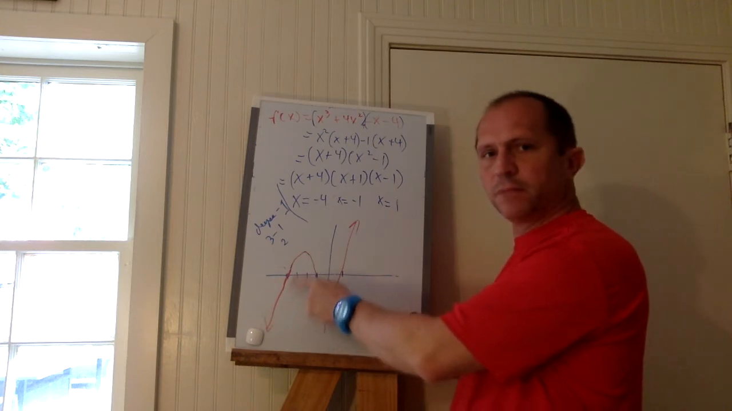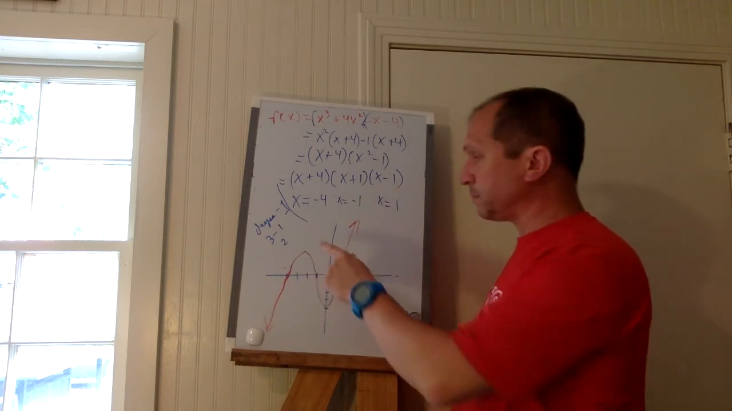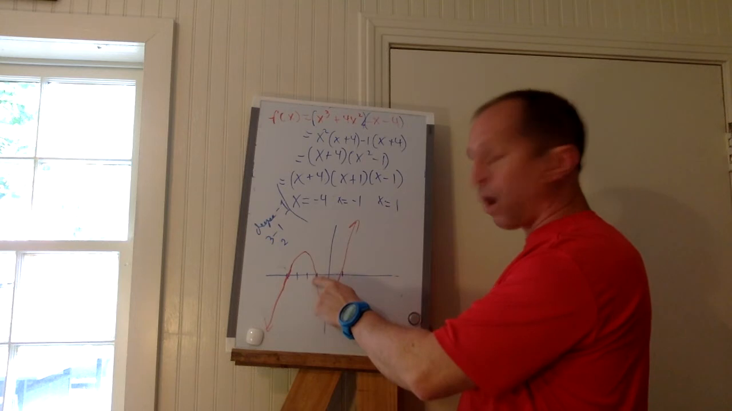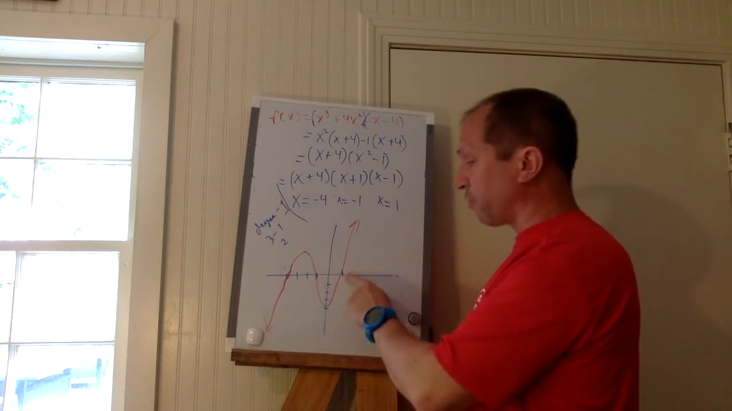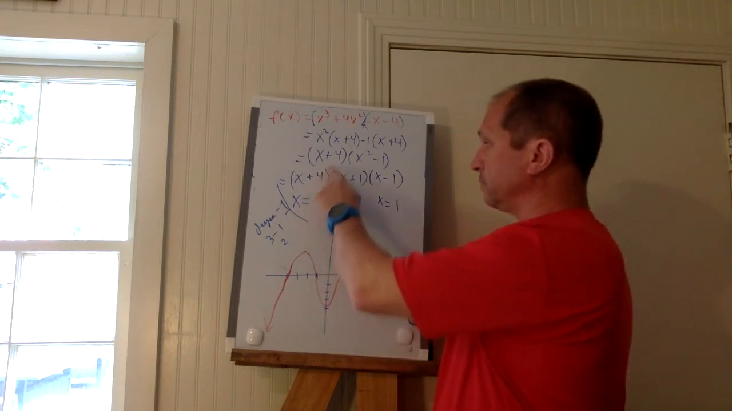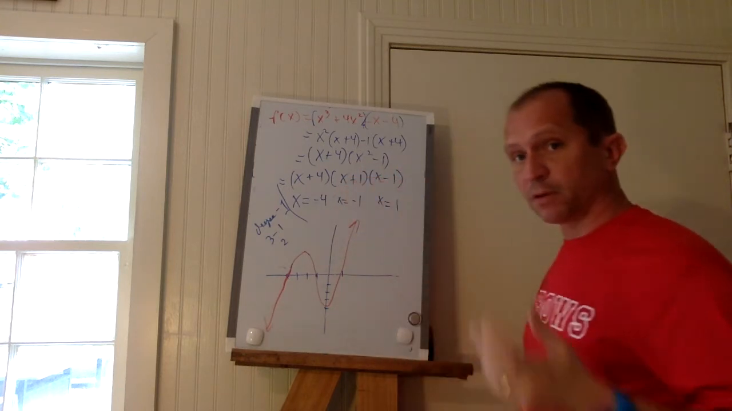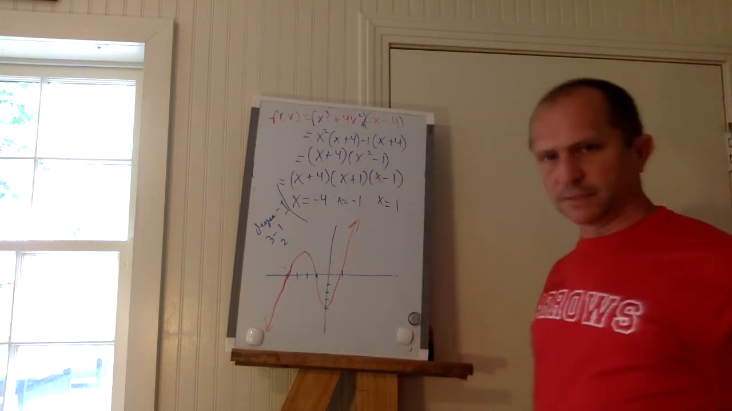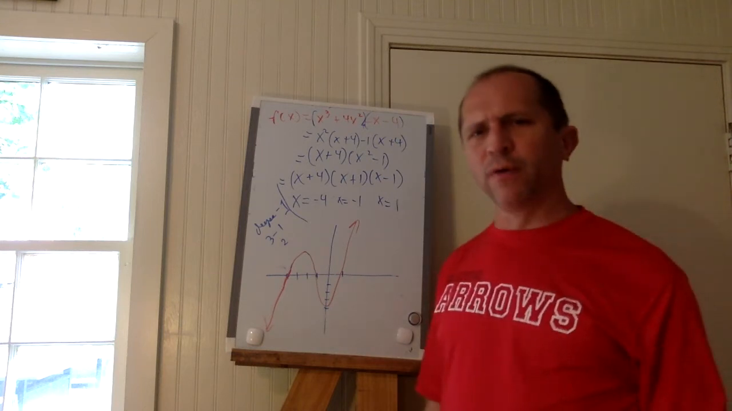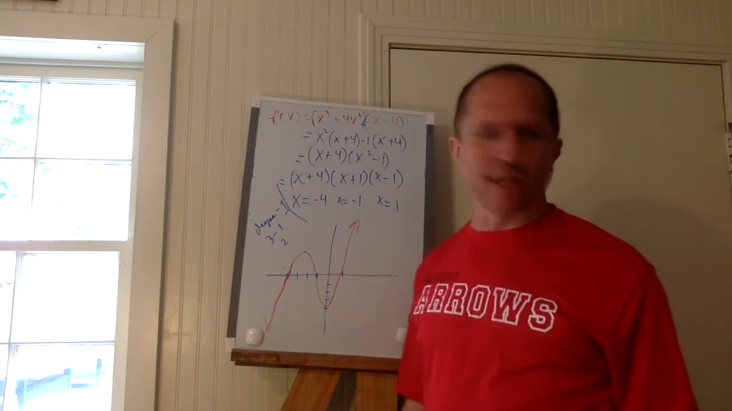So if you look at negative 4, it crossed at negative 4. The graph crosses at negative 1. The graph crosses at positive 1. So, because each one of these is an odd number, the graph crosses the axis. So let's look at one where we have a multiplicity that's an even number.